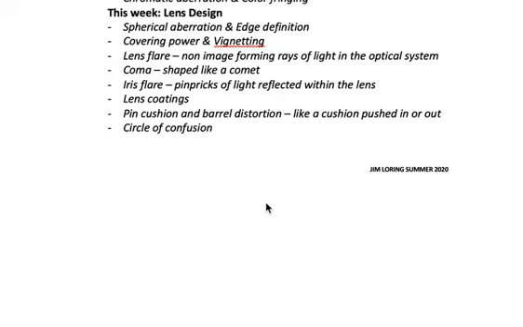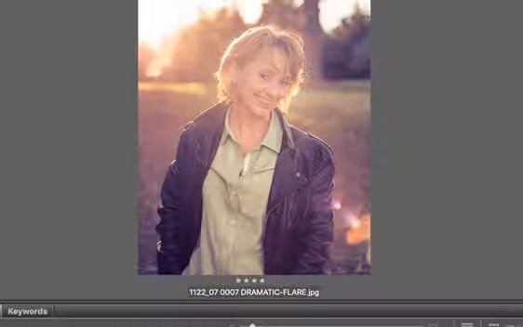Lens coatings. If you look at the front of your lens, you can see the great colors. If you're an eyeglass wearer, you can choose whether you're going to pay extra to have lens coatings to reduce glare, and that lens coating is there to help reduce the impact of a variety of lens aberrations. Pin cushion and barrel distortion. Imagine a cushion and it's pinned in the middle or bowed out, and we'll look at examples of that. And the circle of confusion, I suspect, is going to be a different video.